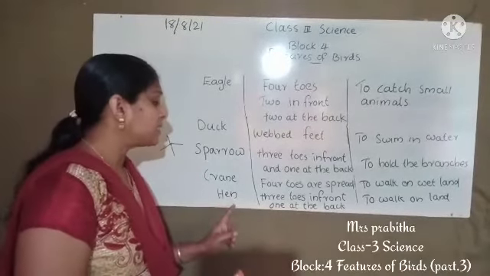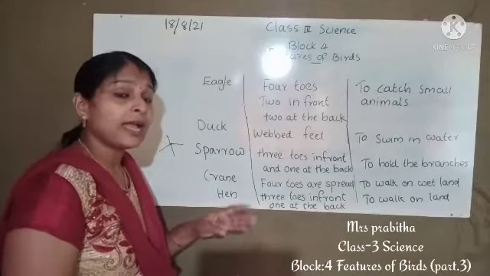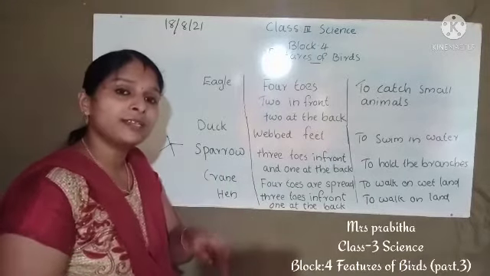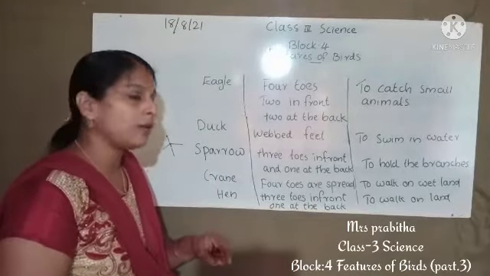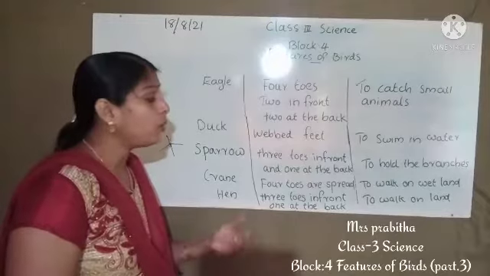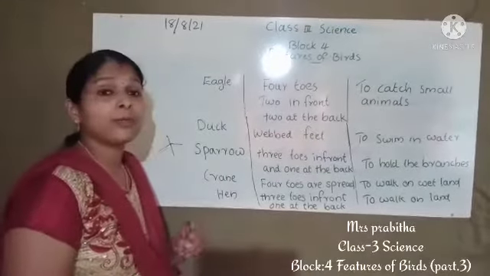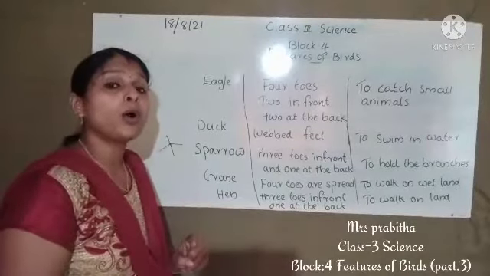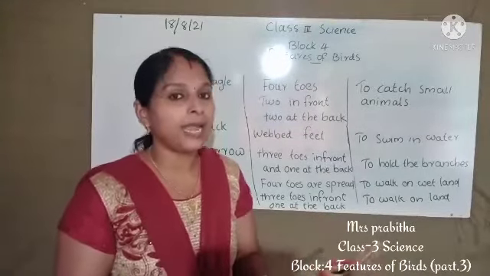Okay, next we studied the birds that we can find on land. They have 3 toes in front and 1 at the back. For example, we can say hen. So how does this kind of feet help the bird? This kind of feet help them to walk on land.